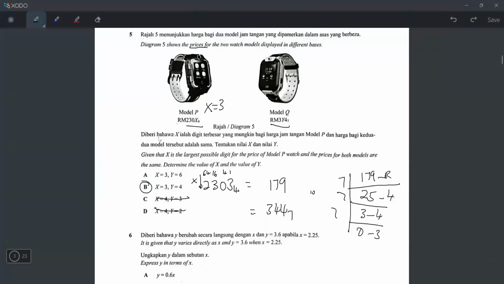So this is the Kertas paper, and you can see given that X is the largest possible digit. So you have to know that in a base 4 number, the largest digit will be 3, because in base 4 you can only see the digits 0, 1, 2, 3. But what if it's base 5? Then the largest digit will be 4, so it'll be 0, 1, 2, 3, 4. What if it's base 2? In base 2, you can only see 0 and 1, which means the largest possible digit is 1. If it's base 9, then you will see 0 until 8. So hopefully you understand.